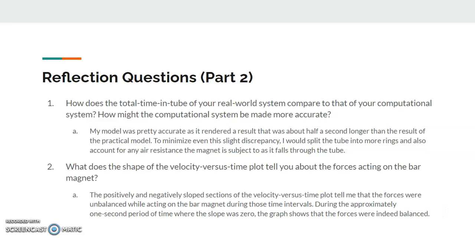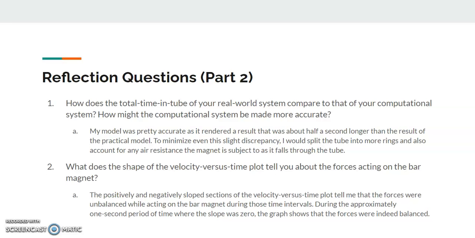Reflection question number 3 asks, how does the total time in tube of your real-world system compare to that of your computational system? How might the computational system be made more accurate? Well, my model was pretty much accurate, as it rendered a result that was about half a second longer than the result of the practical model. To minimize even this slight discrepancy, I would split the tube into more rings and also account for any air resistance that the magnet is subject to as it falls through the tube.